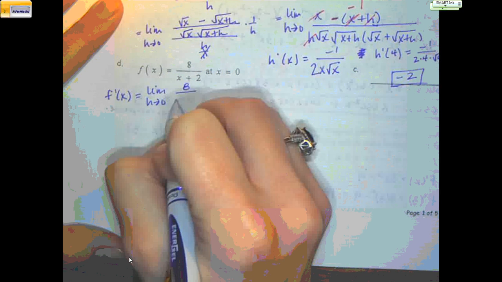So D on the first page, we have to use the limit definition, so we say the derivative of f of x is the limit as h approaches 0. Everywhere I see an x, I put in x plus h, minus the original function, all over h. Can't put in a 0 because it makes the bottom undefined. So we have some work to do. We need a common denominator on the top.